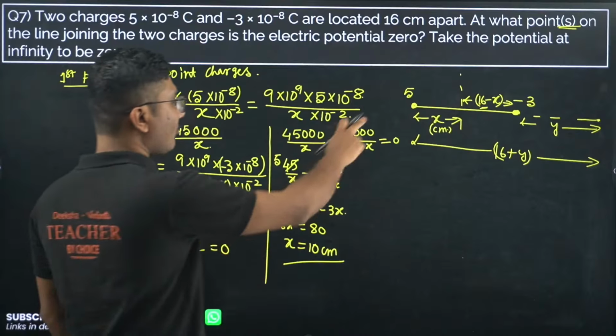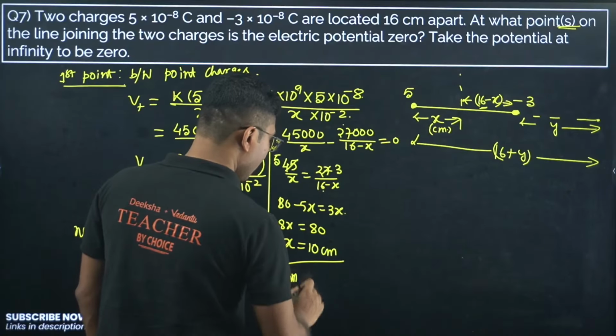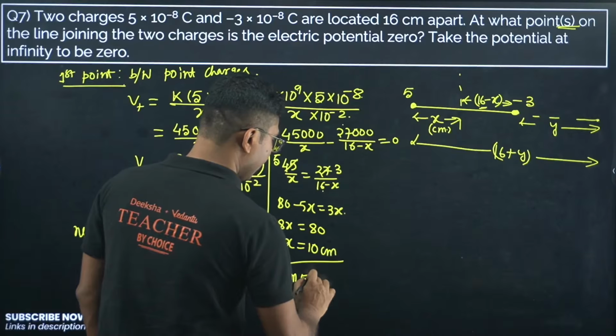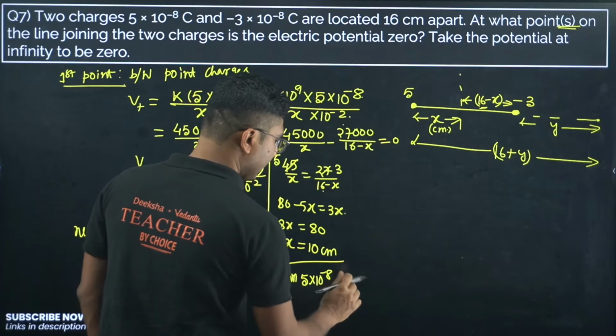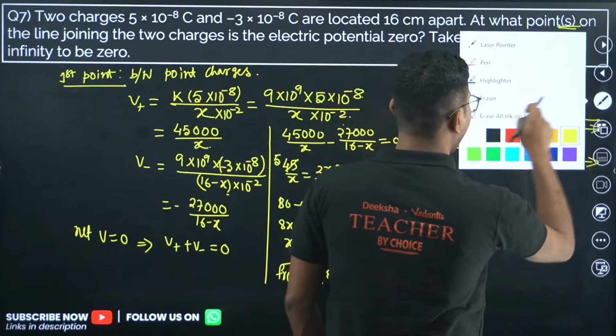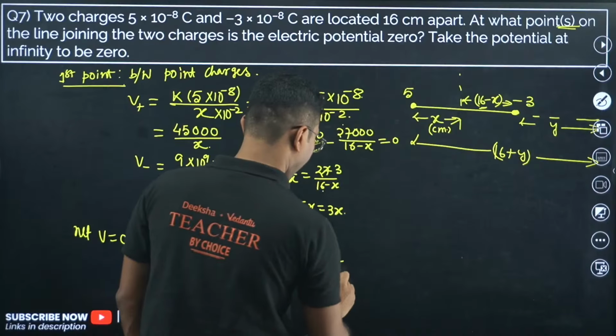Now here x is from which point? From the 5 into 10 to the power of minus 8 coulomb charge. You have to mention that.